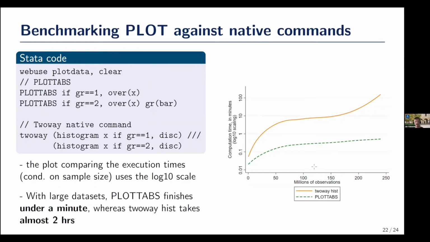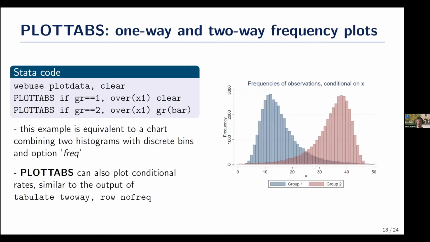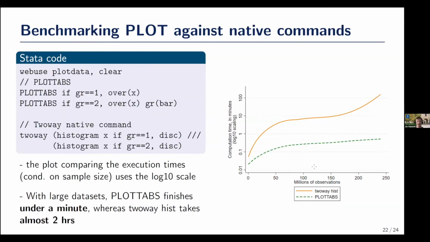Now, just to illustrate this, I'll be benchmarking the plot command against Stata's native command. And here, I'll be replicating the graph which I showed you in the first example. So that's the 2 histograms combined, okay? And what I'll be doing is I'll be running the plot tabs command, which produces this chart. And then I will also be running the native Stata command, which is twoway and histogram. Okay. The chart here compares the execution times of the 2 types of commands.